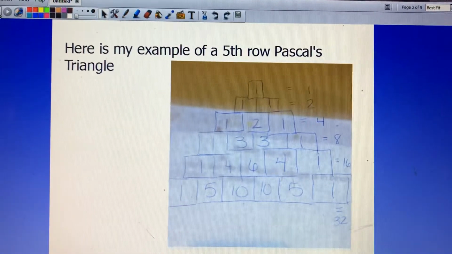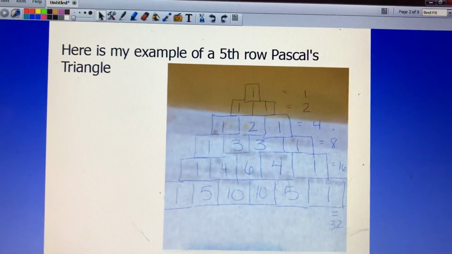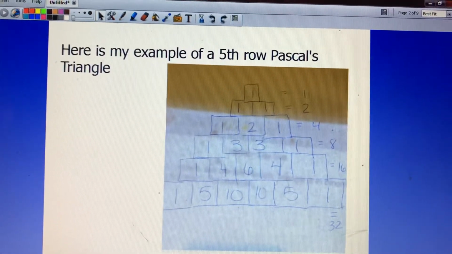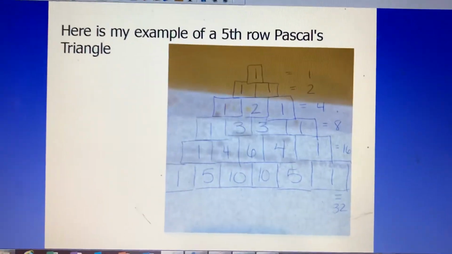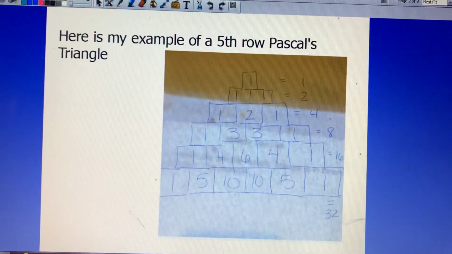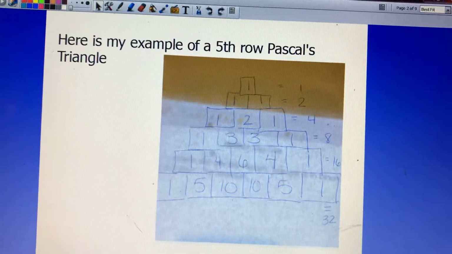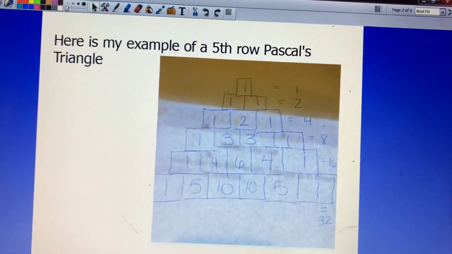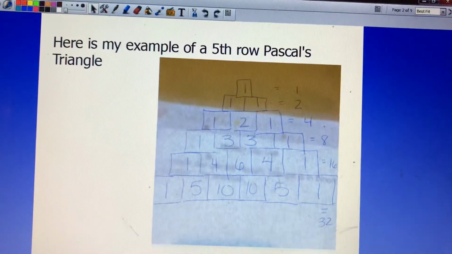rows 1 and 2. Then the next row you go to 1, 1, and then you add the 1 and the 2 to get the 3, and the 2 and the 1 to get to the other 3. And you keep going down by adding the previous boxes above it that it's connected to. So for example, 1 plus 3 is 4, 3 plus 3 is 6, and 3 plus 1 is 4. And either side has a 1.